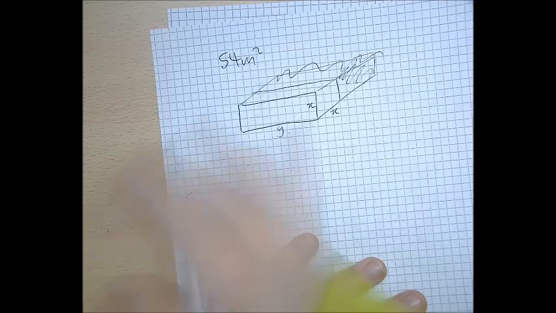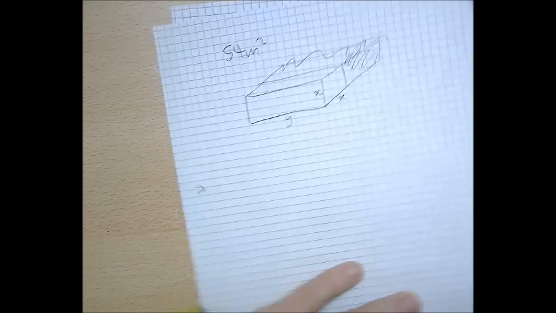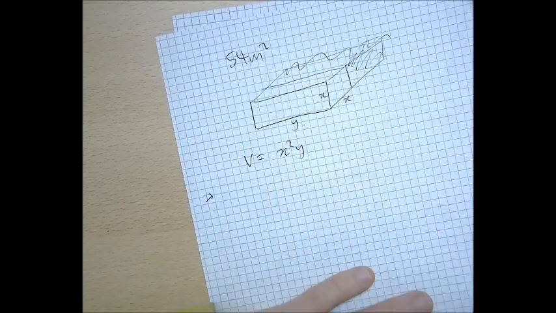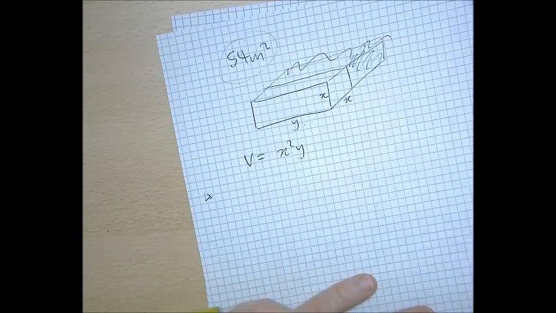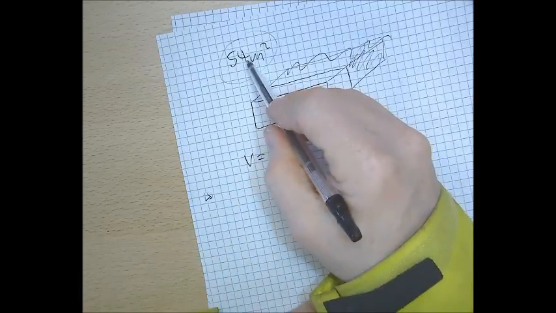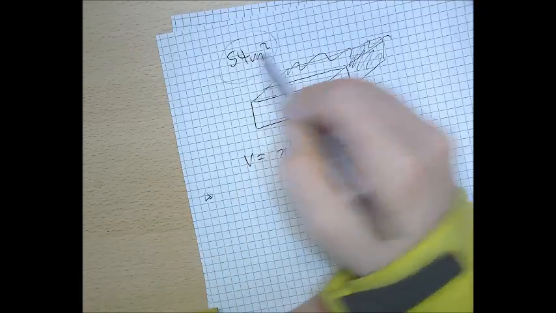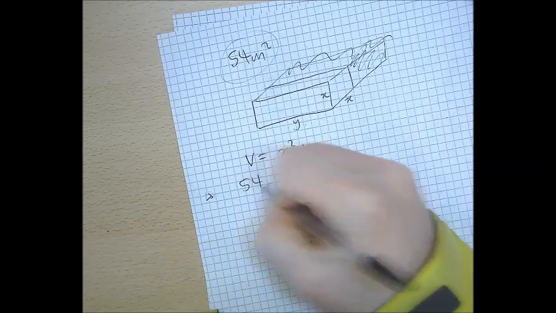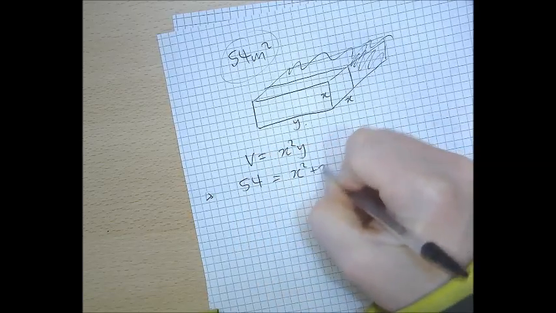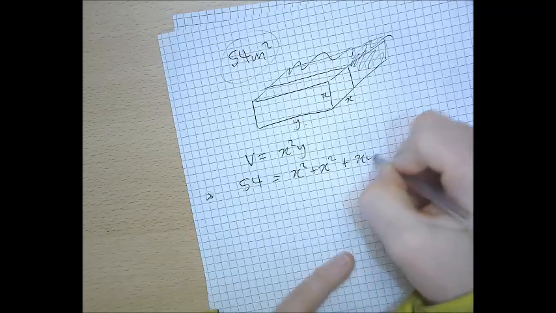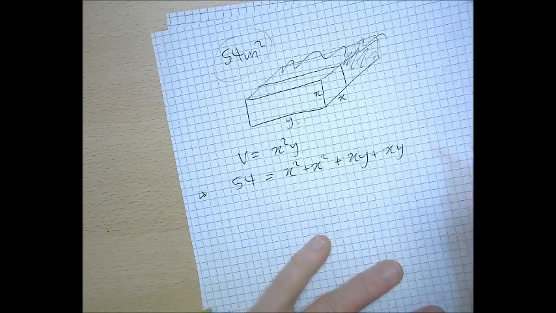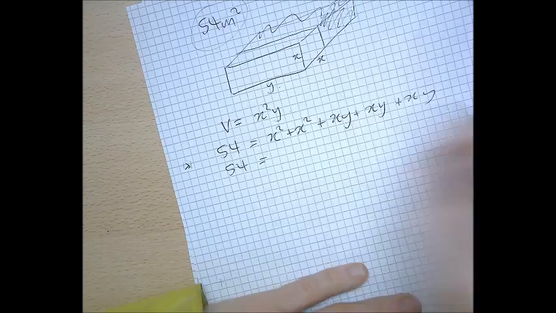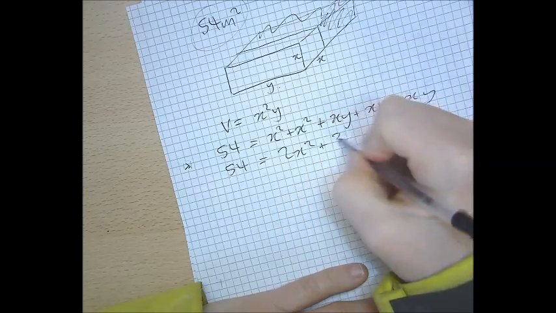Now, if we want to make this have as much capacity as possible, we're obviously interested in volumes. There's the formula. Now we've got to try and state a factor with that. That is how much area, that's how much metal we've got to play with, so that must be the surface area of this guy. So 54 is x squared plus the front plus the back plus the bottom. So in other words, 54 is equal to 2x squared plus 3xy.